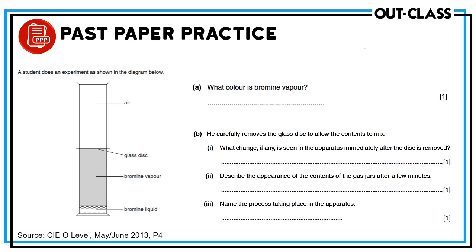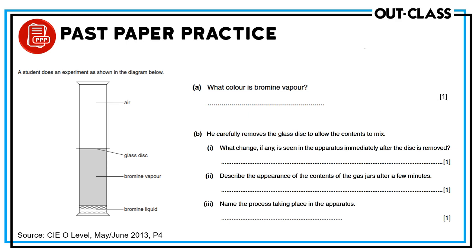He carefully removes the glass to allow the contents to mix. What change, if any, is seen in the apparatus immediately after the disc is removed? As soon as the disc is removed, the brown color spreads in the upper jar. It is not yet uniform. Describe the appearance after few minutes. After few minutes, both jars will have a uniform brown color.